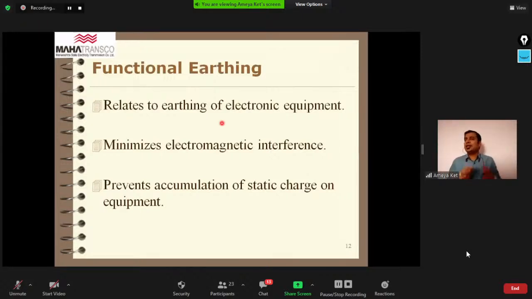To avoid that, in the current era many manufacturers come with the solution of functional earthing to the equipment. For example, the tan delta kit now comes with an earthing option, and the CRM kit is coming with an earthing option. If functional earthing is available, we can operate all these kits in heavy induction also. What happens after functional earthing? It prevents accumulation of static charge on the equipment. Hence, functional earthing is very important in terms of functioning of any electronic equipment or test equipment.